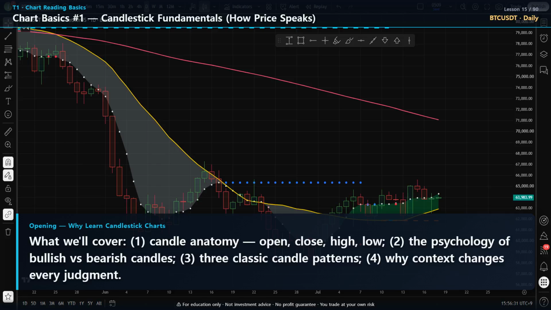What we'll cover: 1. Candle anatomy: open, close, high, low. 2. The psychology of bullish versus bearish candles. 3. Three classic candle patterns. 4. Why context changes every judgment.